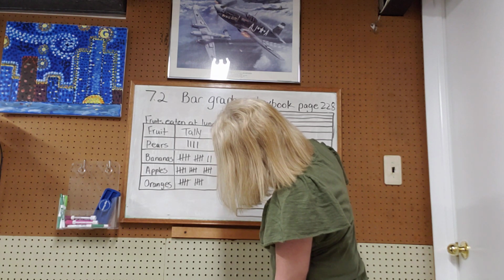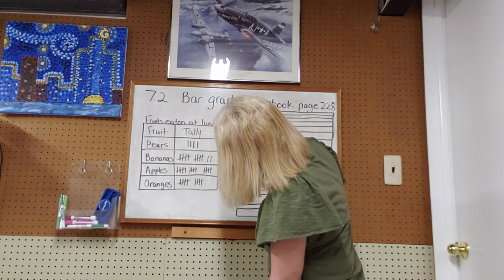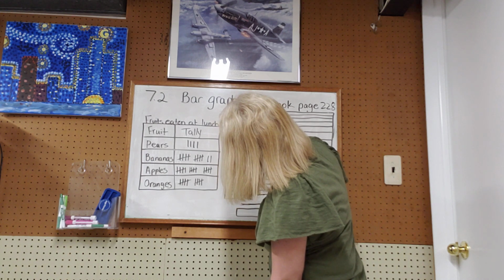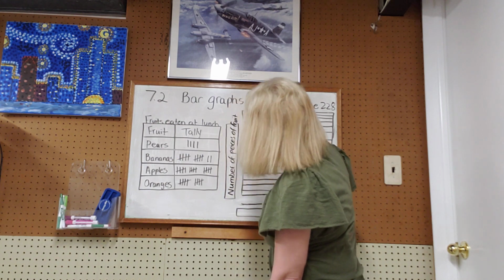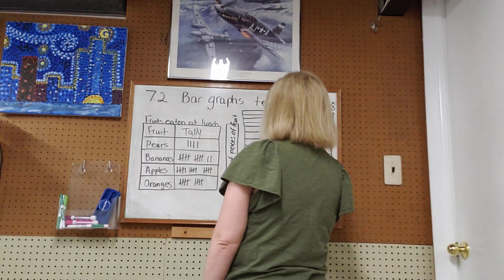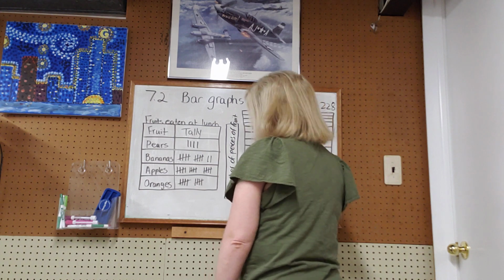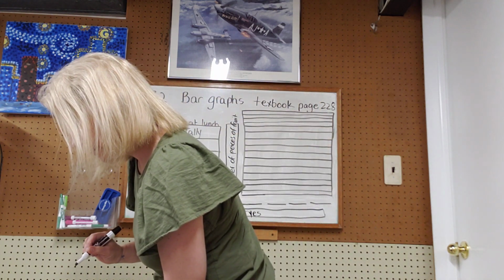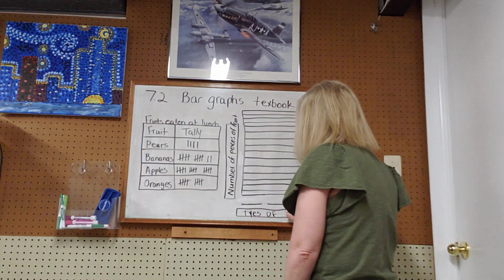The number of pieces of fruit. This down here on the bottom is going to be your fruit. Types of fruit. Is that what they use? Let's see. Yeah, they just say fruit, but we can say types of fruit.